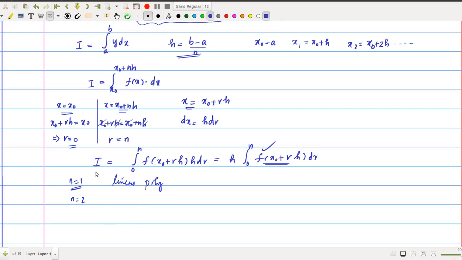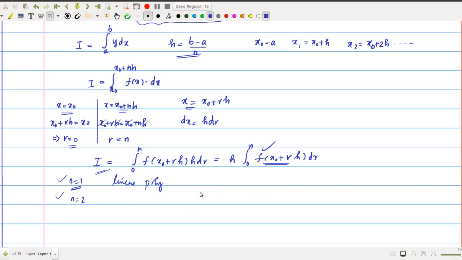So in order to evaluate this I, we need to set n equal to 0, n equal to 1, or n equal to 2, n equal to 3, and so on. So the practical problems are dealing with the special cases of this. Okay, you are asked these type of questions: evaluate I with n is equal to 1. So that is called trapezoidal rule, and evaluate I with n is equal to 2, n is equal to 3, and so on. So those formulas are called Simpson's 1/3 rule, Simpson's 3/8 rule, and so on.